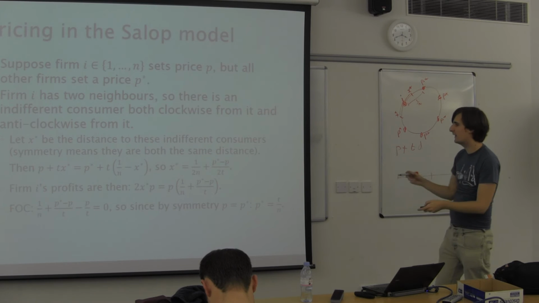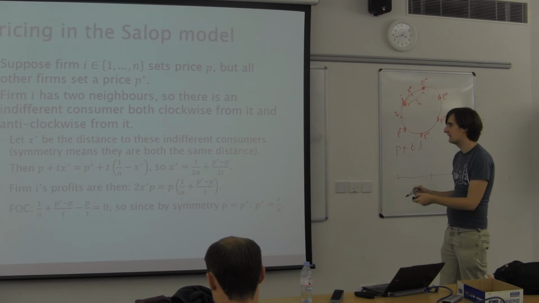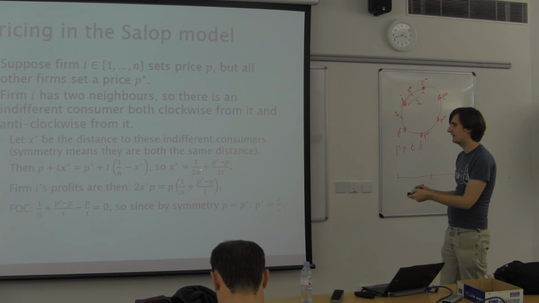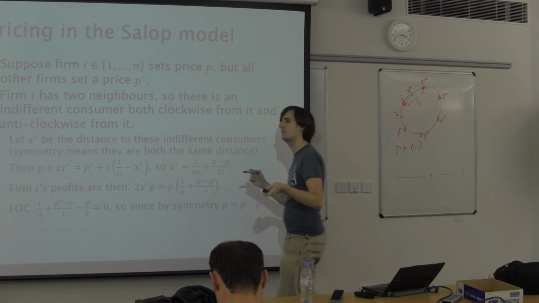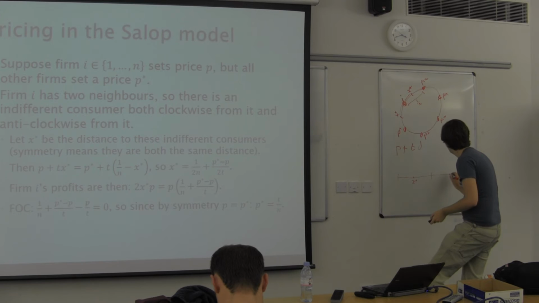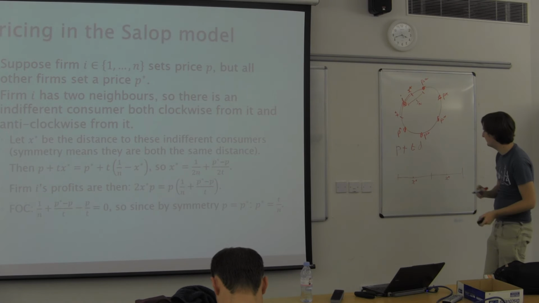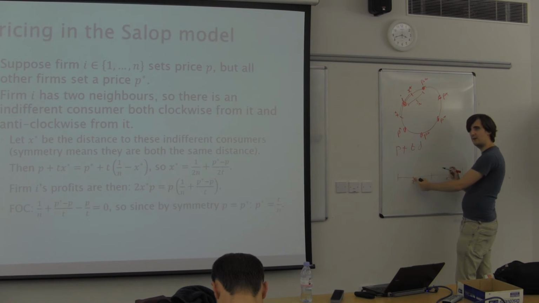Remember that in equilibrium everyone was selling at the same price. P star was equal to P. So in equilibrium, X star is 1 over 2F. So the indifferent consumer is exactly halfway between each firm. So there's an indifferent consumer here, if you like, and there's an indifferent consumer here. That distance is X star, that distance is X star. If you're the indifferent consumer, how far do you have to walk? Well, to buy from this firm, you have to walk a distance of 1 over 2F.